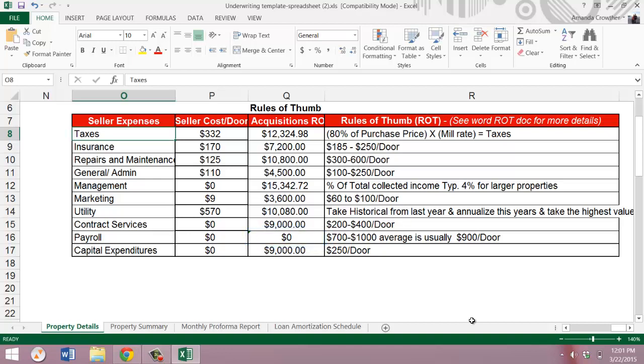And finally, capital expenditures. This is our reserve fund. When the time comes to replace the roof or do any kind of major repair, the funds will already be there. We'll set aside $250 per door or another $9,000. These numbers, of course, are automatically transposed into the expenses column. So if we scroll back there, we'll see they are completely populated.